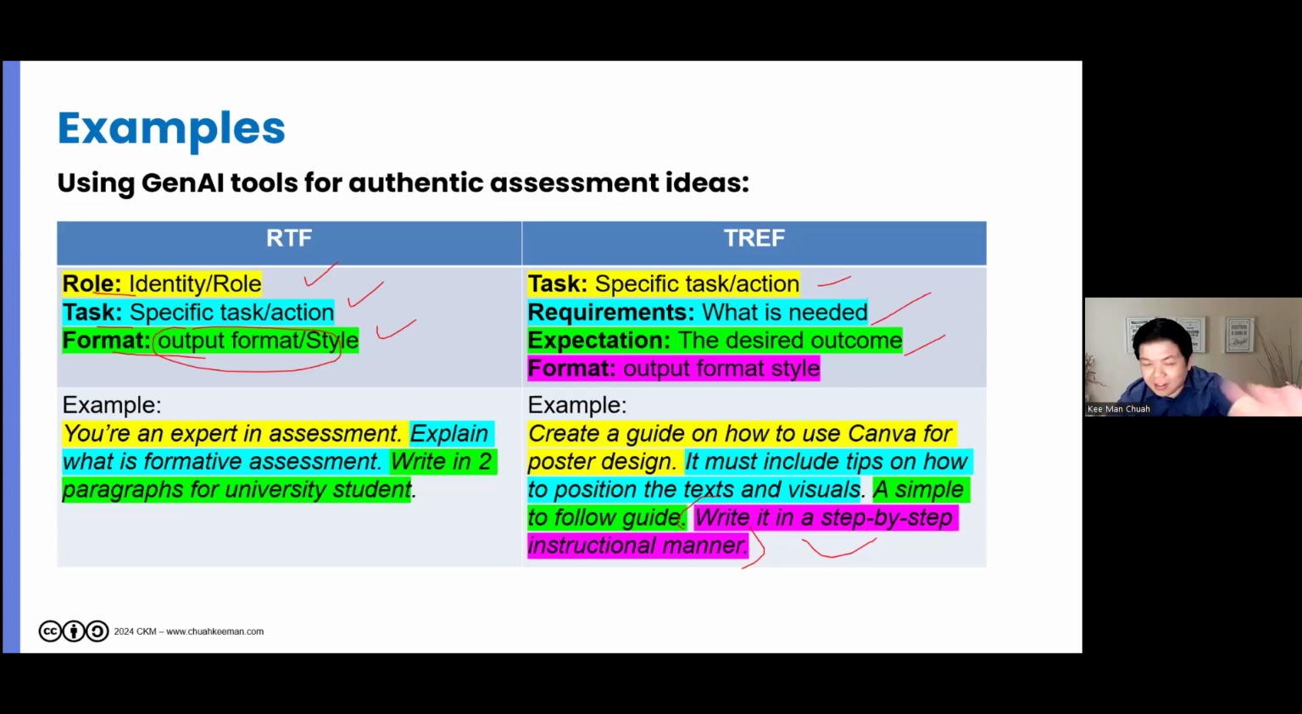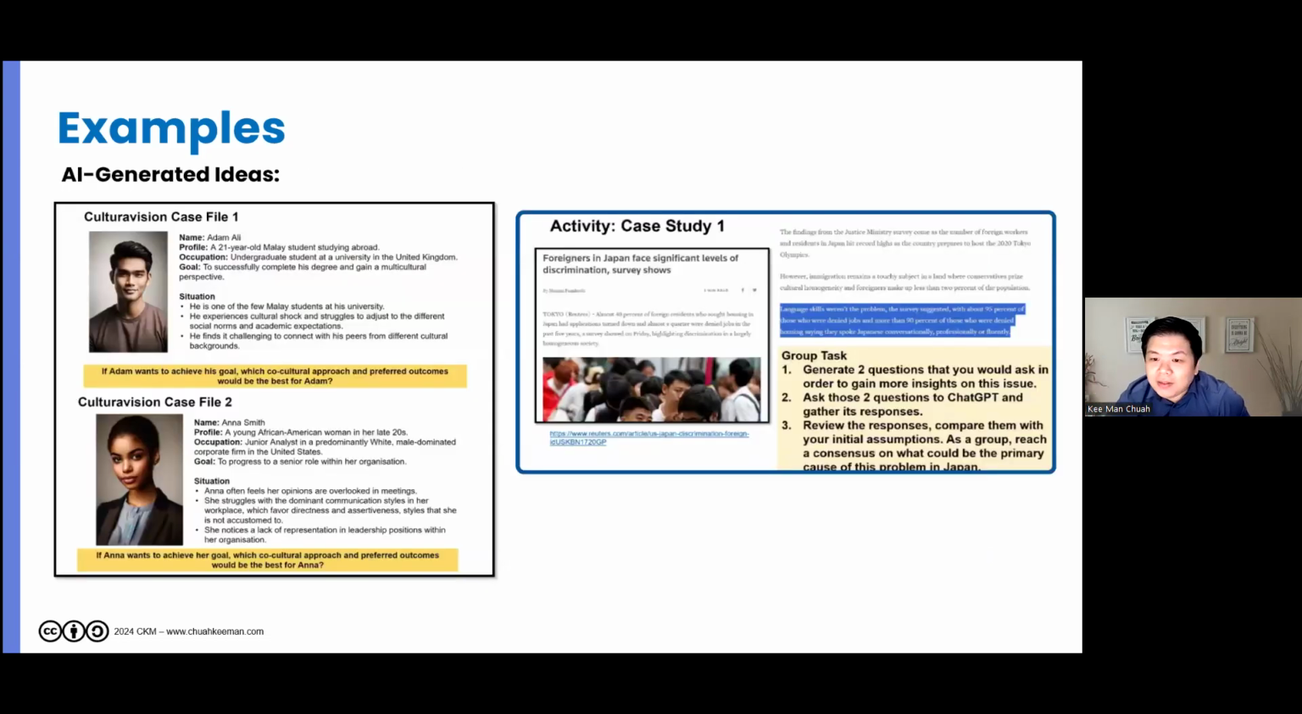Okay, this is just an additional one. This is a sample that I did. This is for my course, last semester. This is language, culture, and communication. And I use a lot of case studies. So I do a bit of gamification, but what I did is, because I ran out of ideas, I use AI to generate something like this.